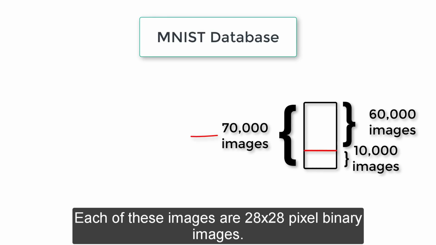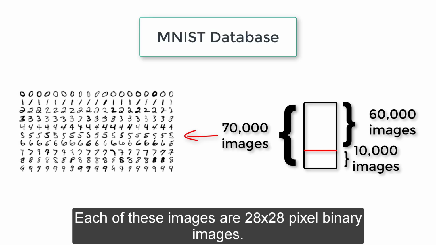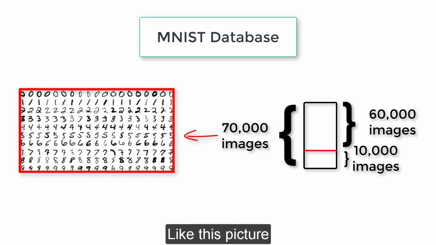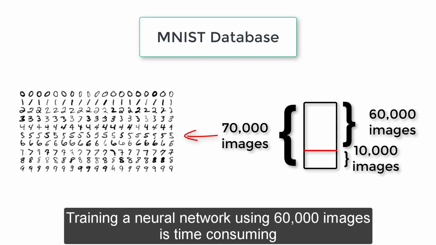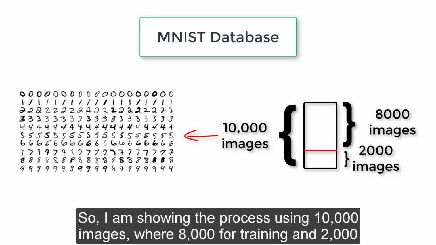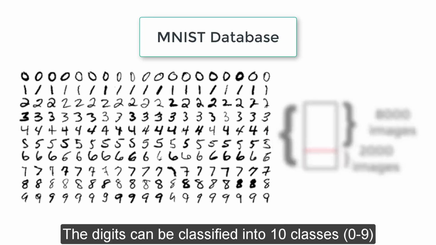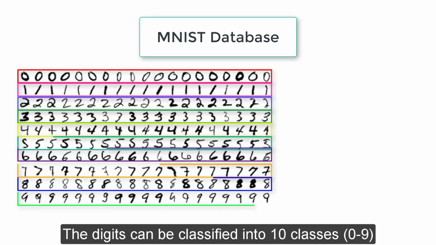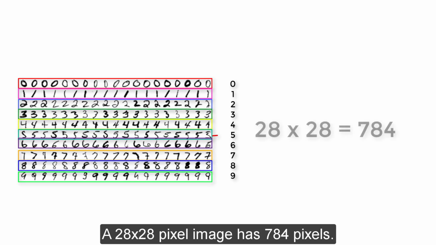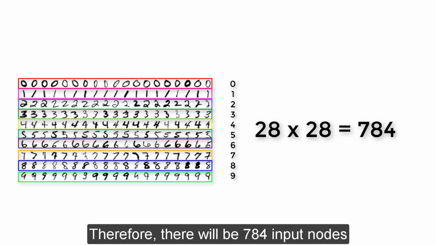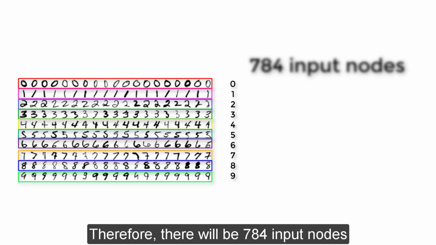Each of these images is a 28 into 28 pixel binary image like this picture. However, training a neural network using 60,000 images is time consuming. So I'm showing the process using 10,000 images, where 8,000 are for training and 2,000 for validation. The digits can be classified into 10 classes, 0 to 9. A 28 into 28 pixel image has 784 pixels. Therefore, there will be 784 input nodes.